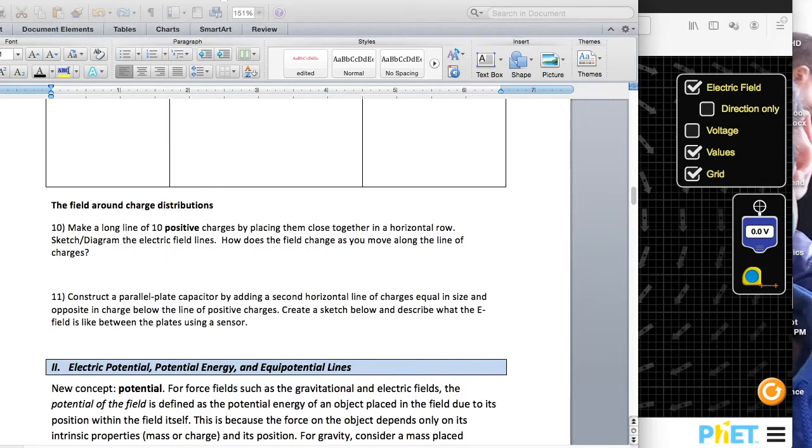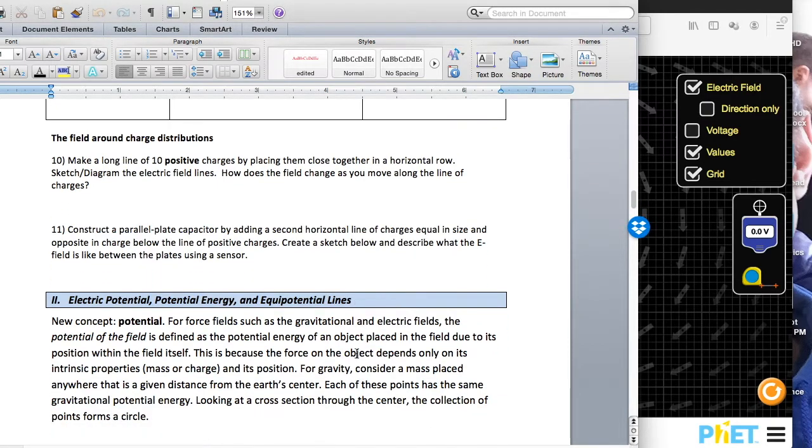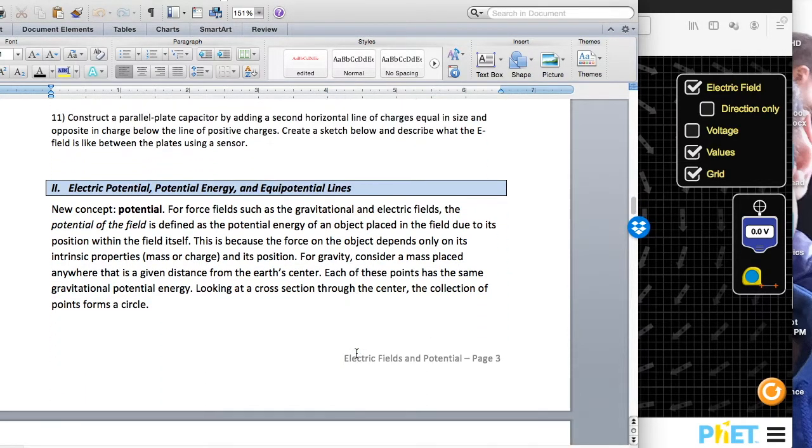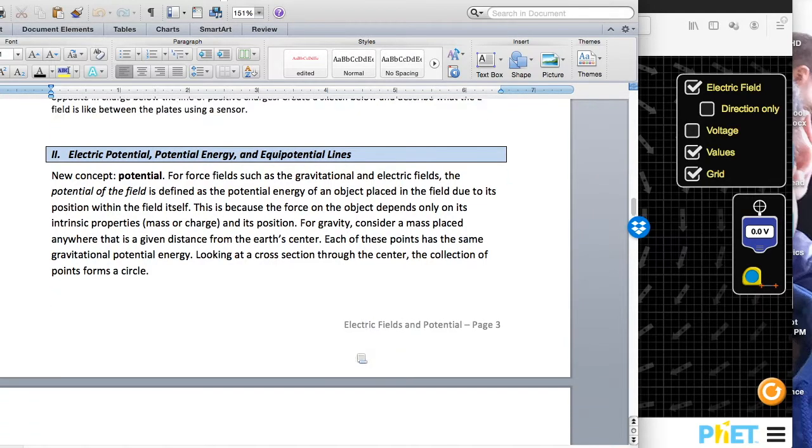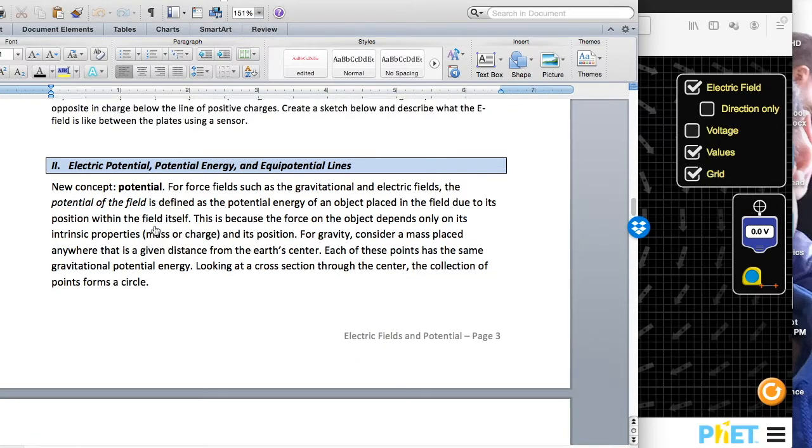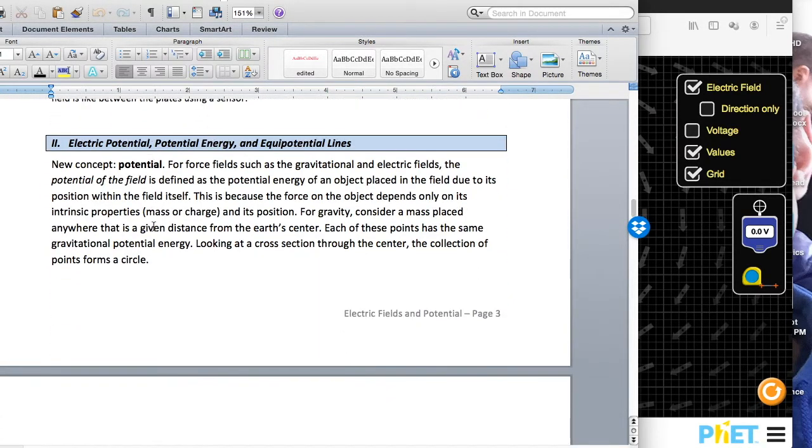Okay. Awesome. That's the first half of the lab. Or the first 33% maybe? I don't know. There's 3 sections, but I think that was a fairly large section. Onward. Potential, potential energy, and equipotential lines.